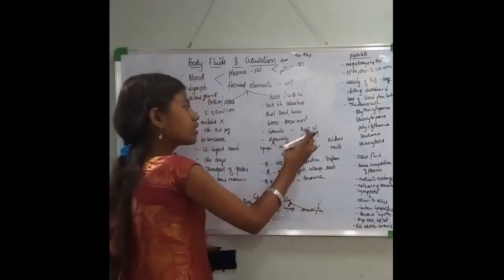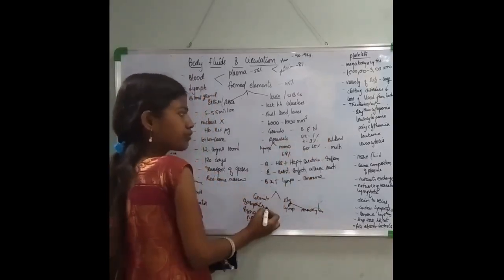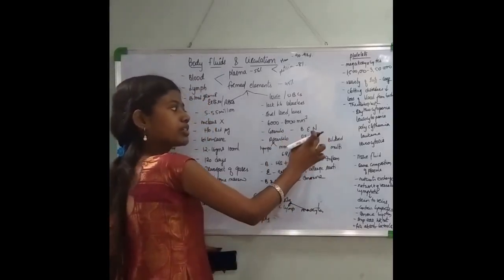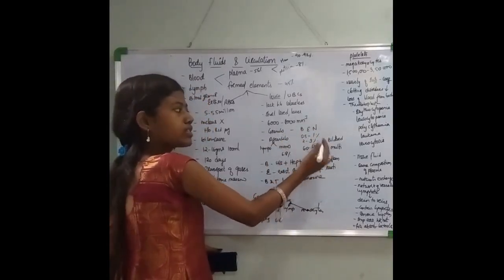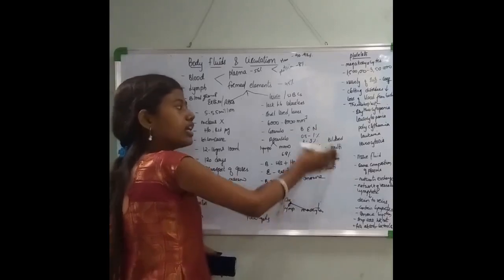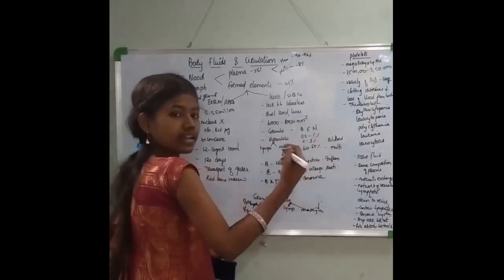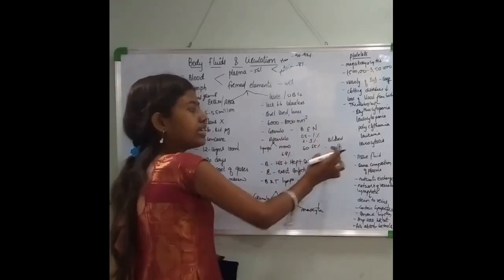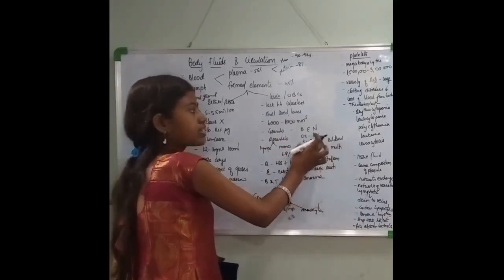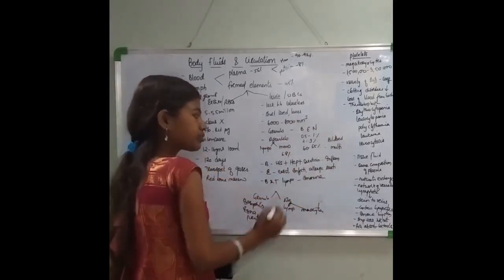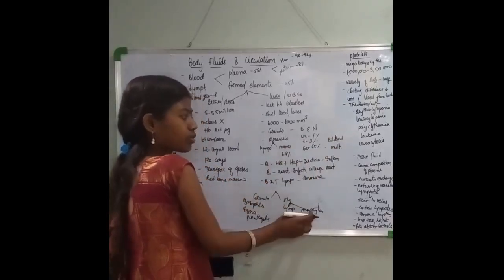Coming to the composition: basophils are about 0.5 to 1%, eosinophils are 2 to 3%, and neutrophils are 60 to 65%. Among all the leukocytes, neutrophils are the highest in number, 60 to 65%, and they have a multi-lobed nucleus, whereas eosinophils are bilobed. Monocyte percentage is 6 to 8%.